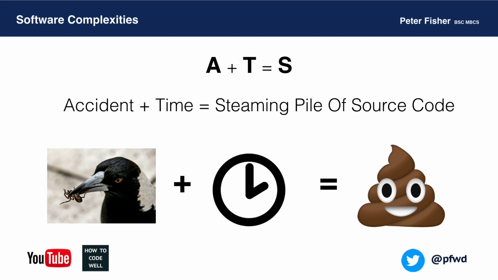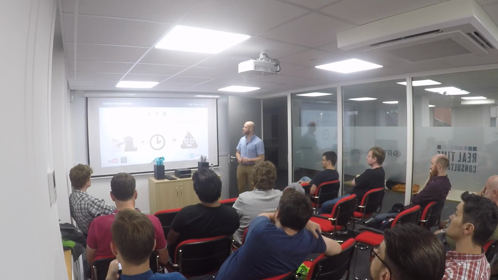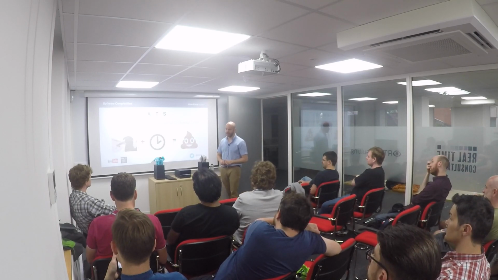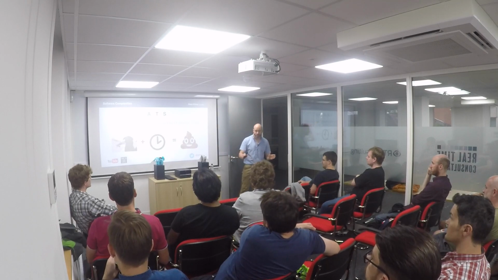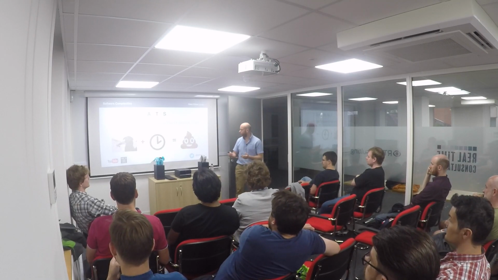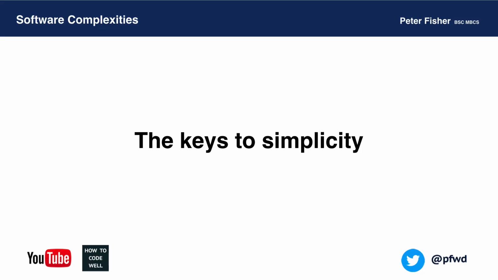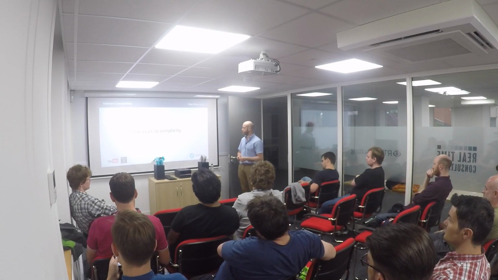So this is my little simple equation. A plus T equals S. Accidents over time, or accidents plus time, equals a steaming pile of source code. The more accidents you have that you leave over time, the more it's going to create steaming piles of code. Okay, so I'm going to try and talk about some ways to simplify things.